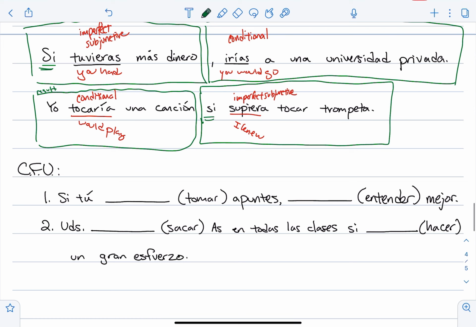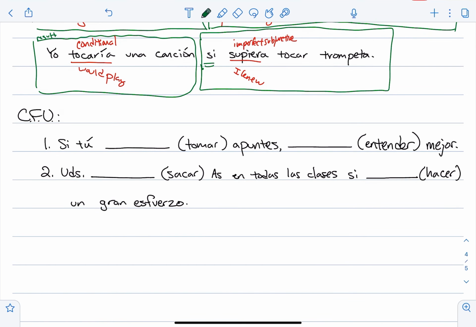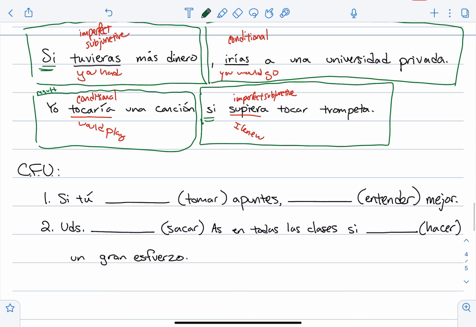Here's your check for understanding. Number 1. Si tú (blank) apuntes, (blank) mejor. So I'm trying to say, if you were to take notes, you would understand better. So I should have the imperfect subjunctive in the first blank and the conditional in the second blank.